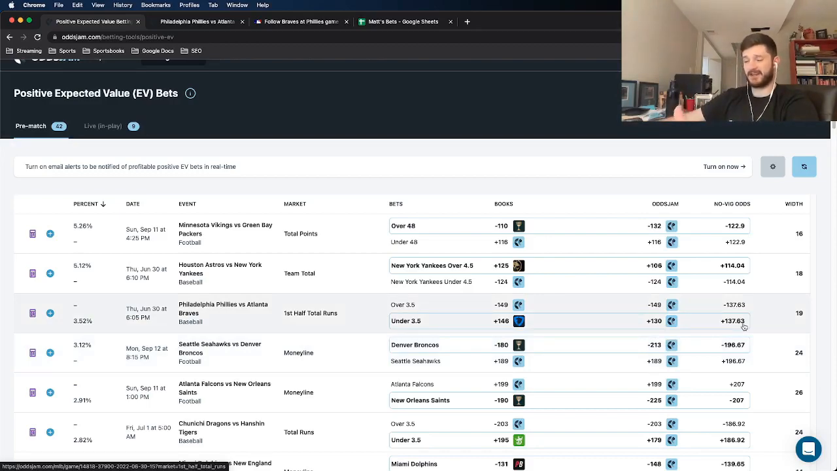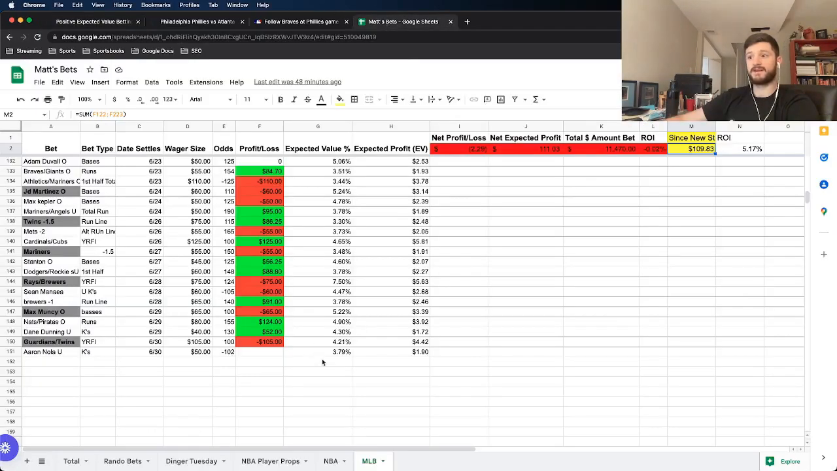The no-vig odds have it at plus 138. And to confirm, the no-vig odds are important to go off of, kind of the source of truth in terms of what the true line should be priced at. So that has it at plus 137. The odds that we are betting it at on FanDuel are plus 146. So that gap is what has positive expected value, in this case a profit margin of roughly 3.52%.